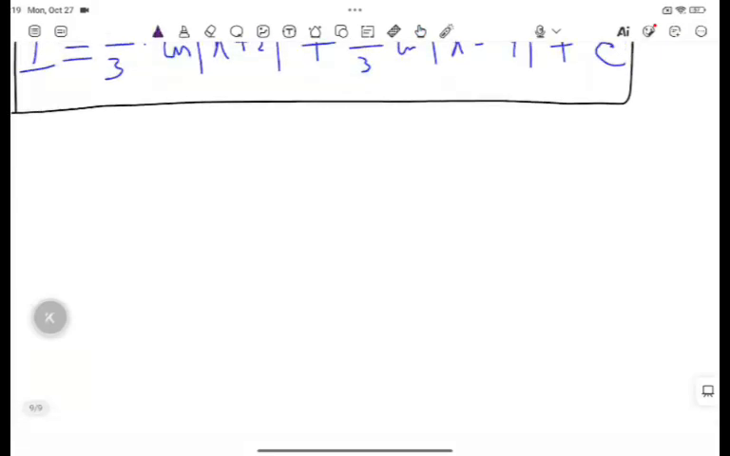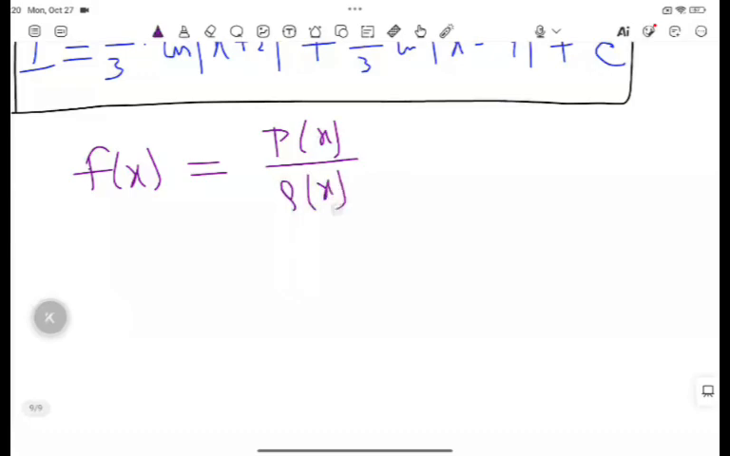Any function, say there is an f(x) which is equal to some p of x divided by some q of x, the ratio between two functions, these are called rational functions.